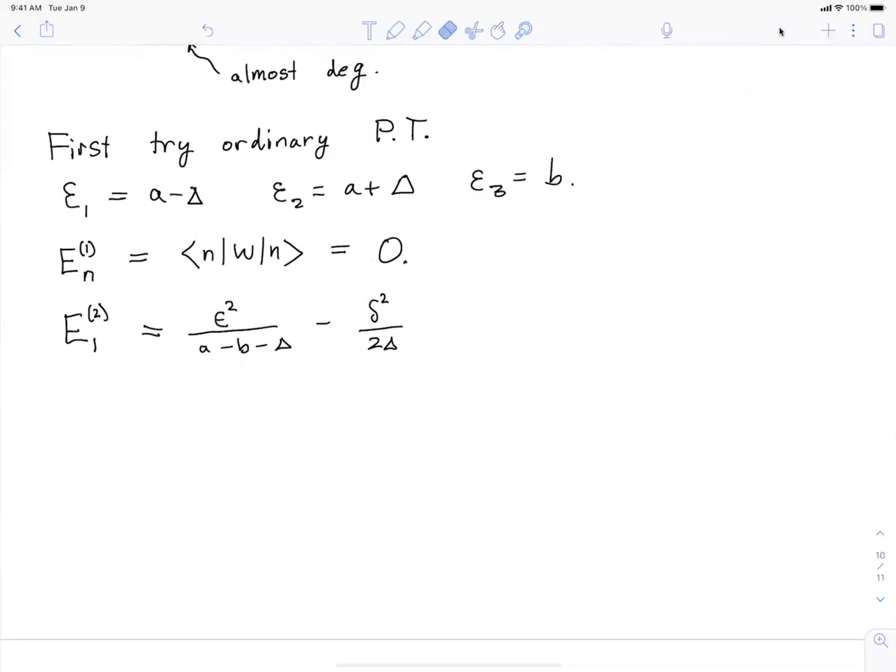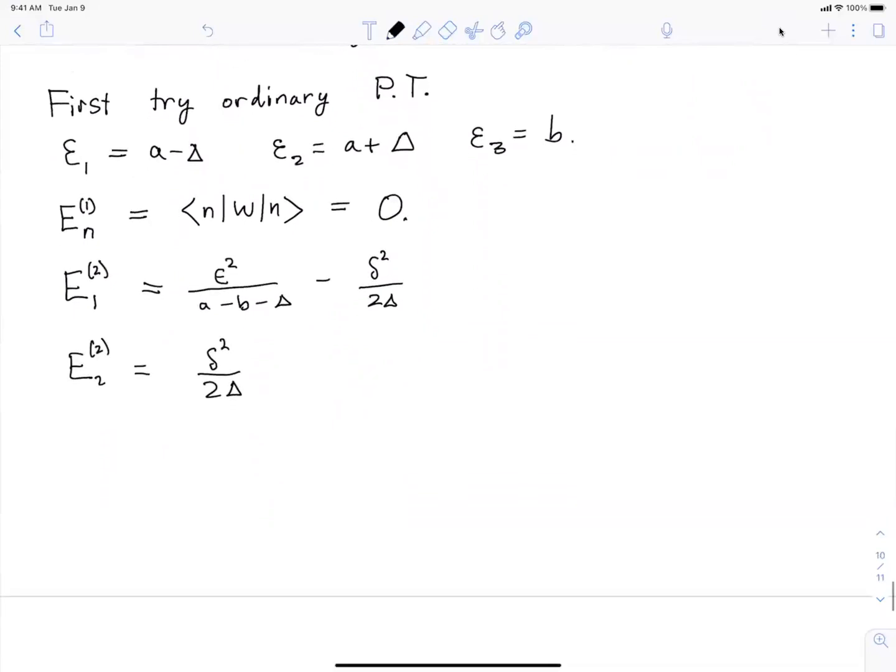And then our second correction to the second energy is equal to, it turns out now there's only one term that's non-zero, and it's delta, little delta squared over 2 big delta. And then for epsilon 3, it's minus epsilon squared over A minus B minus delta.